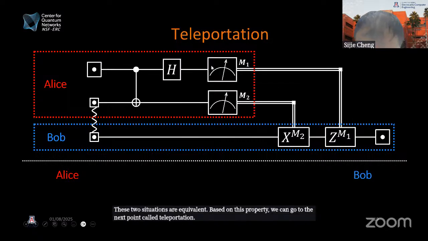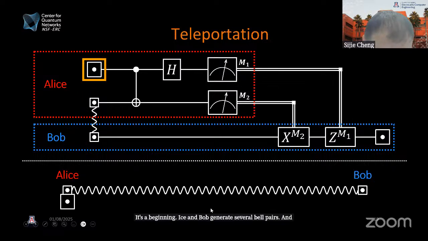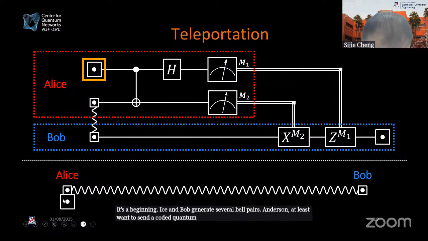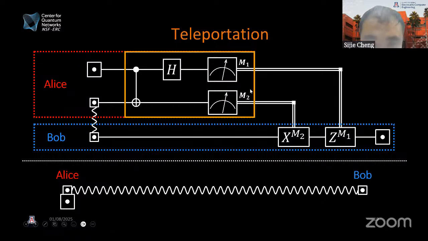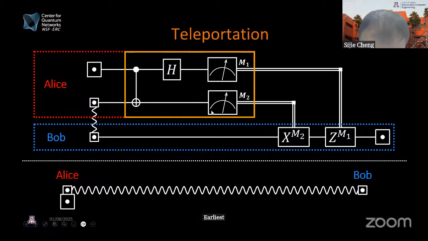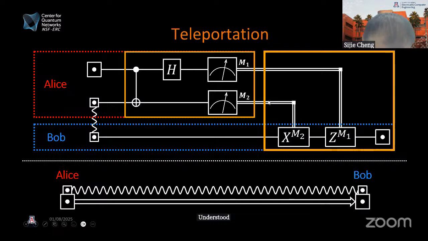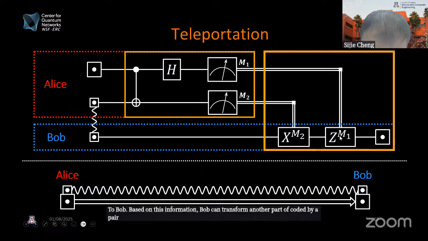At the beginning, Alice and Bob generate several Bell pairs, and then Alice wants to send a coded quantum state to Bob. After the operations and measurement between the coded state and one of the coded Bell pair, Alice can get classical information that shows the difference between the coded state and the coded Bell pair. And then Alice needs only to send this classical information to Bob. Based on this information, Bob can transform another part of the coded Bell pair into the coded state that Alice wants to send.